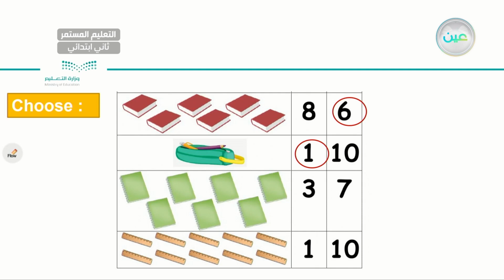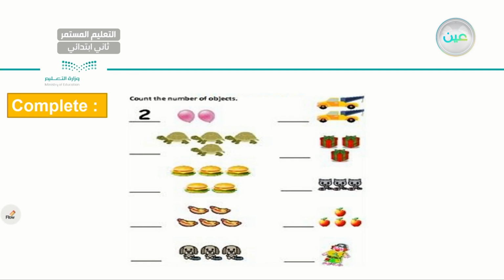Very good. Next, how many notebooks can you see? 2 options for you. 3, 7. What do you think? How many? Yes, I have 7 notebooks. Plural. I have 7 notebooks. Now, below, the last one, how many rulers can you see? Start counting. Easy one. Can you see 1 or 10? 10 rulers, plural. 10 rulers. Very good.